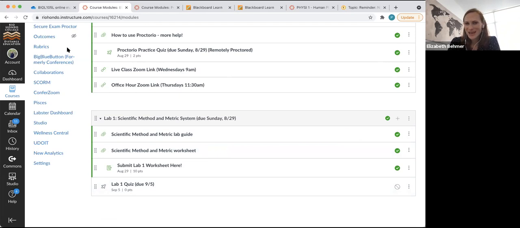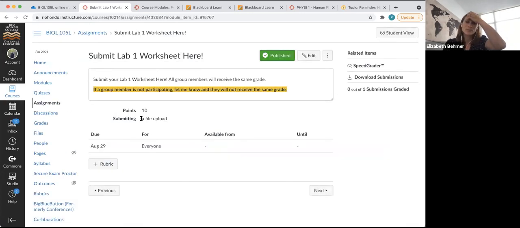So I was just going to get to that, Jose. So here's submitting the Lab One worksheet, and it's a file upload. So what you'll do is you'll submit a file upload. And to try to encourage group work, which I know might be really difficult for some of you, especially in an online setting, and for some of you who might be working or have a lot of stuff going on, you can always submit it individually if you would like.